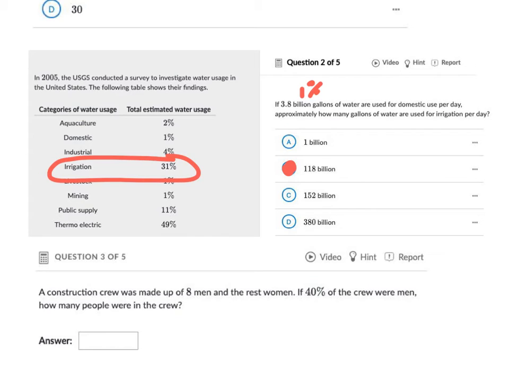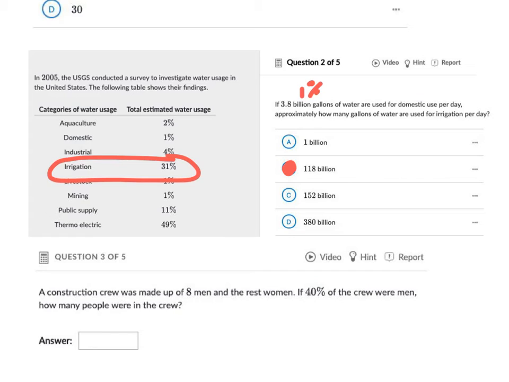So if you did 0.31 times 3.8, that gives you 1.178. I can't remember how we got it, but I did get 118. Yeah. And I think if you do 3.8 times 31, you get something close to that. But you don't get the right answer.